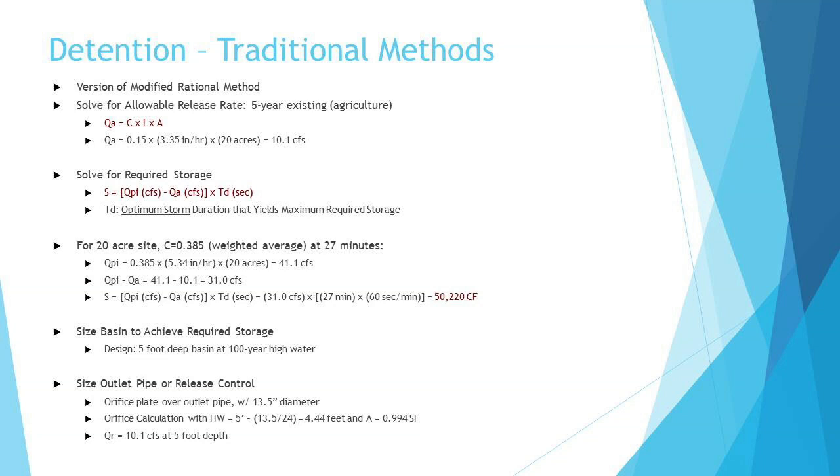And if you go through the calculations here, you'll find out that it says we need about 50,000 cubic feet of storage. So we would size a basin, and let's say we figured out it's going to be 5 feet deep at the high water level. And that would give us a 15-inch diameter pipe if I go through my outlet calculations. And that gives me a release rate for that big storm of 10 CFS, or at least that's what it would say in my stormwater report.